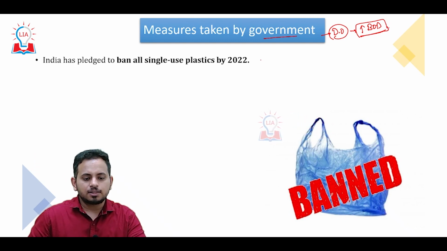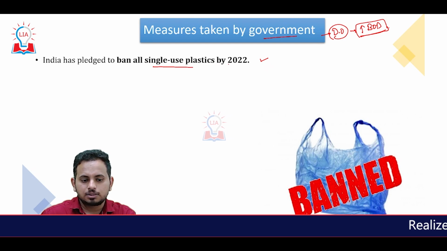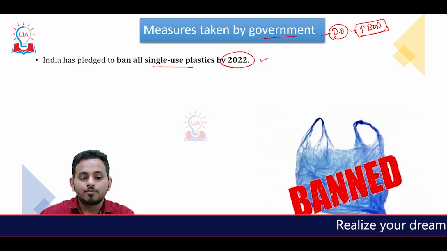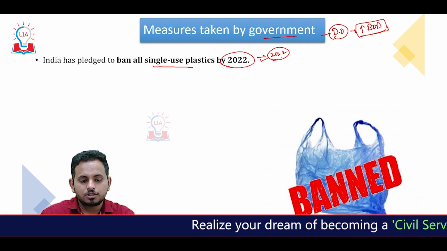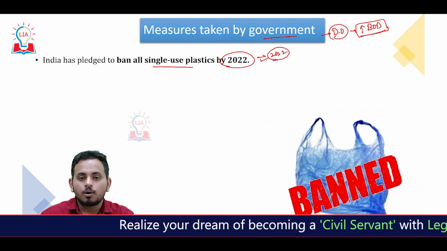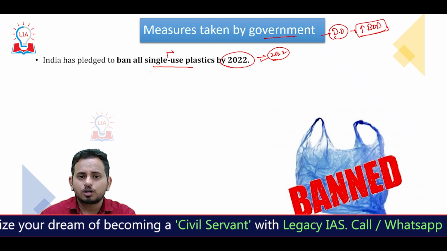The first thing that the government is doing here in India is that India has pledged to ban all single-use plastics by 2022. We are in 2022 as of now. By the end of 2022, India has pledged to eliminate all single-use plastics. What do you mean by single-use plastics? This is the plastic that you can use only once.